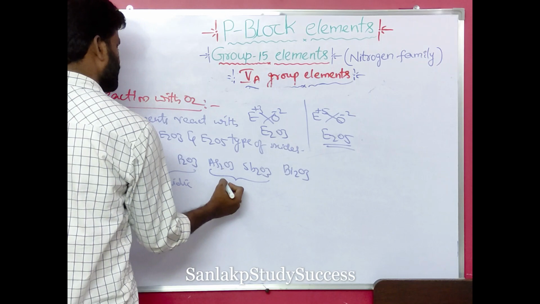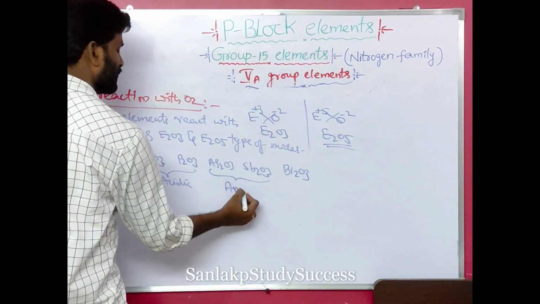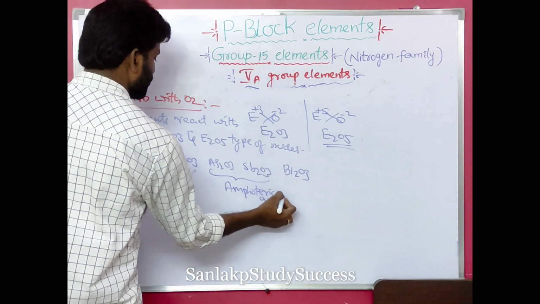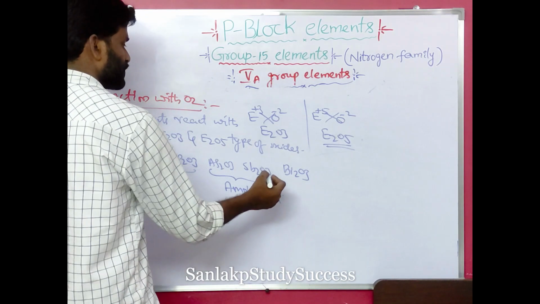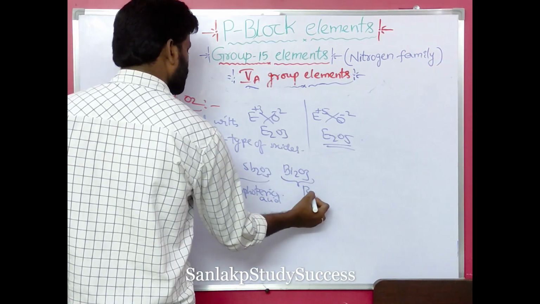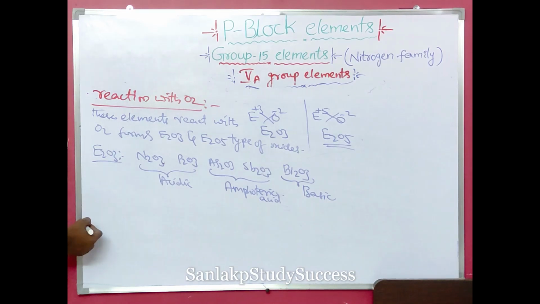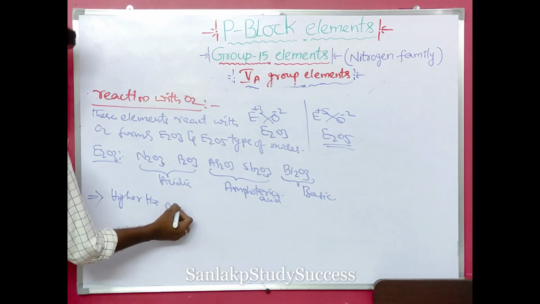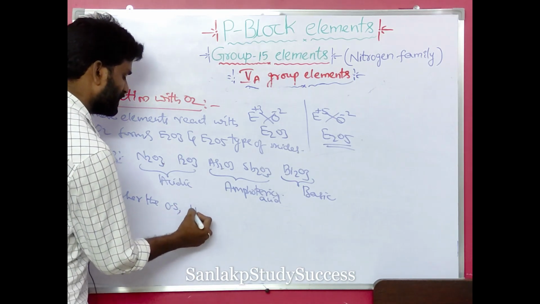So these are the metalloids. Oxides of metalloids having amphoteric nature. That means they act as both acid as well as base. Amphoteric oxide nature means that it acts as an acid as well as a base. So this is the metallic oxide. It is having a basic nature. Right. Now, higher the oxidation state, higher the acidic nature.